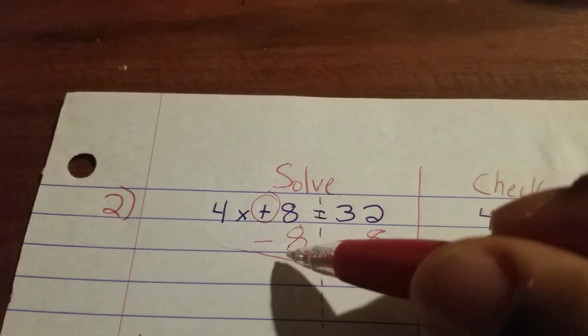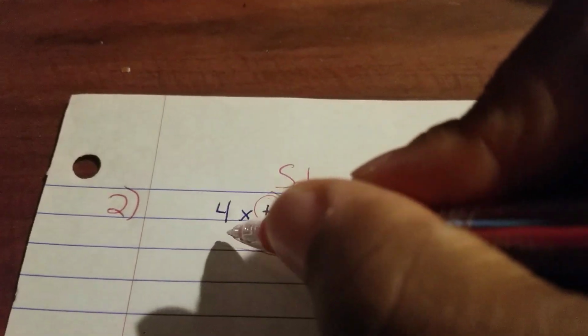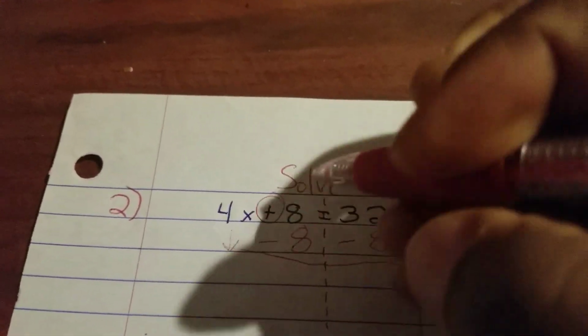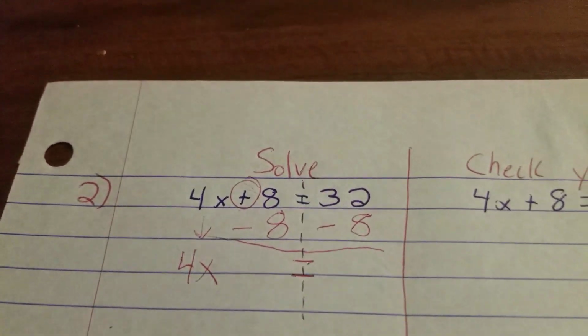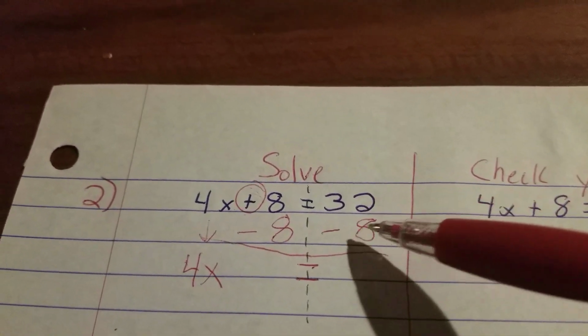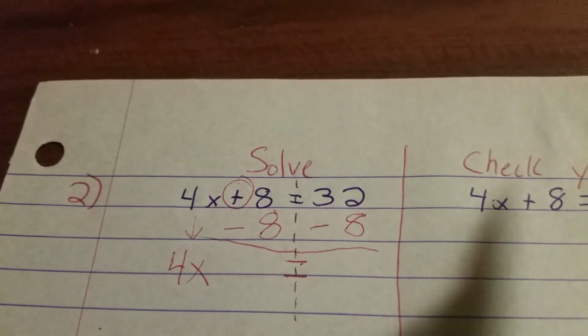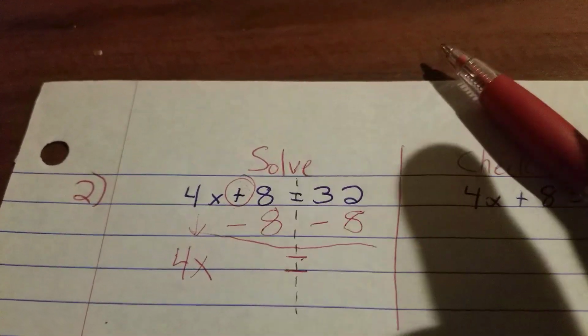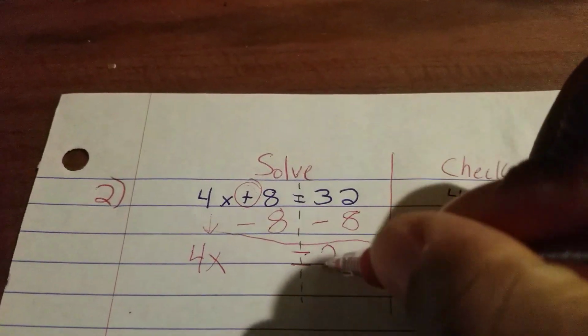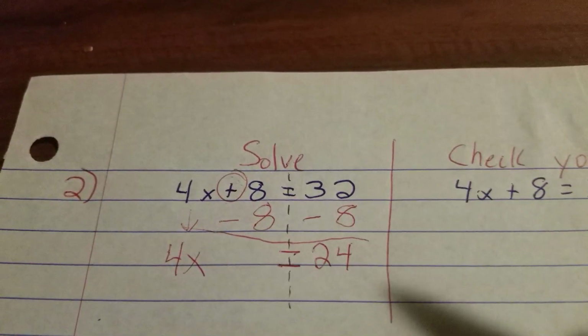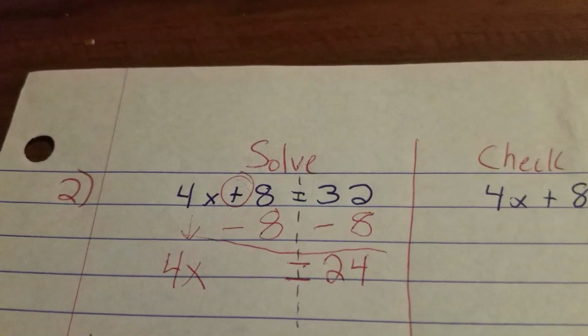8 minus 8 is 0. So we're not going to write anything down. But this 4x, this baby's going to come right down here. Keeping the equal sign on the brick wall. And now 32 minus 8. I'm going to use my fingers. 31, 30, 29, 28, 27, 26, 25. That's 24. No problem with using your fingers. You guys can also use a calculator because this is 7th grade work.